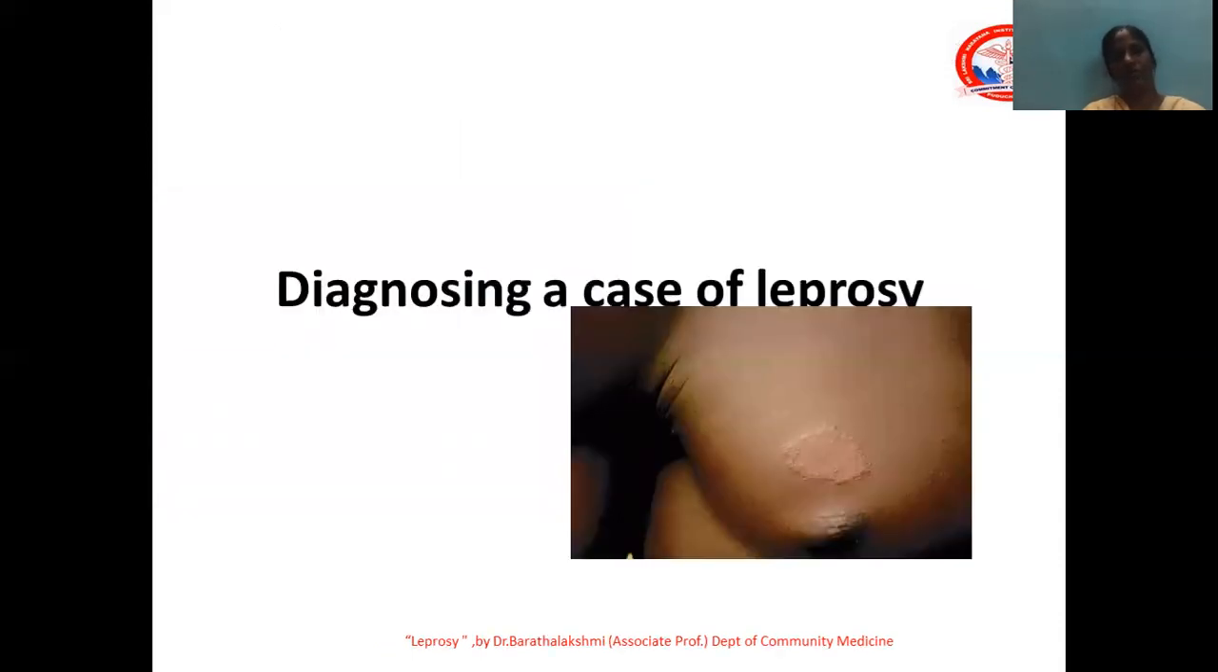So next we'll go on to how to diagnose or pick up a case of leprosy. The presentation of the disease is very simple and can be easily understood, so that even a health worker who is trained in how to pick up hypopigmented patches and how to look for sensation can easily diagnose the disease, which made the disease get controlled. That is the main reason.